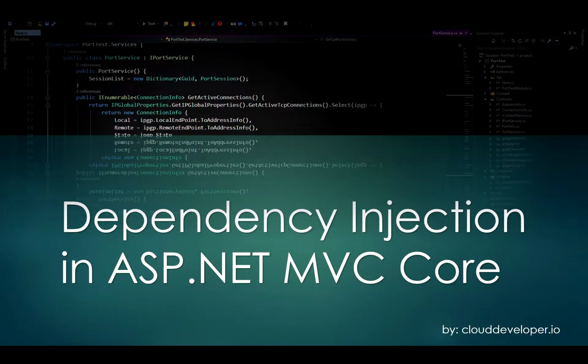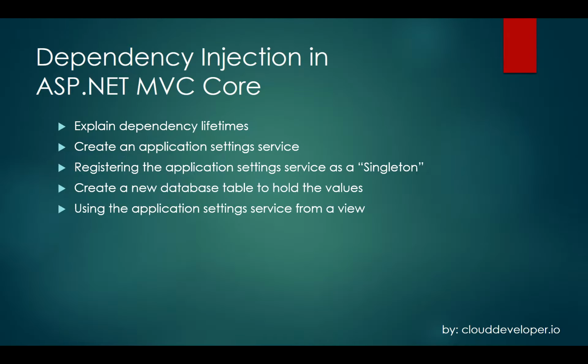In today's video, we're going to talk about dependency injection in an ASP.NET MVC Core application. The items we're going to discuss are: explain the dependency lifetimes, create an application settings service, and register the application settings service as a singleton. We're going to create a new database table to hold the values that are going to be used by the application settings service. And then we're going to use the application service from a view.